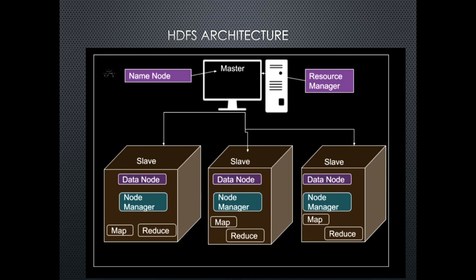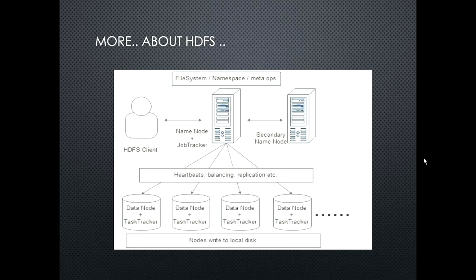And if you see within the slave, we have node manager and then MapReduce. Let's move and see the full architecture like here. So the NameNode is the active master and the secondary NameNode is the standby, which is the exact copy of the primary NameNode.